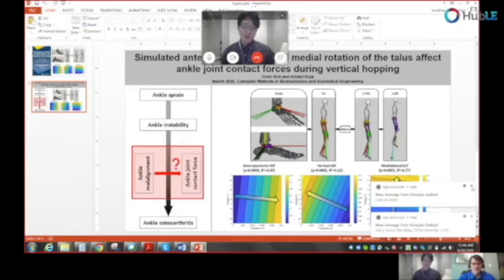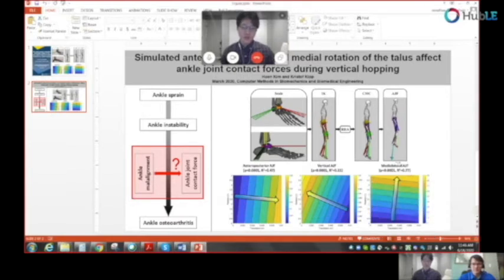we took a generic model in the OpenSim software, which is open source, and then we manipulated the ankle joint by opening degrees of freedom, such as the anteroposterior direction of the talus and the medial-lateral rotation of the talus. Then we created 15 cases of anterior translation and another 15 cases of medial rotation of the talus. Then we combined the 15 by 15 to create 225 simulated talus positions.